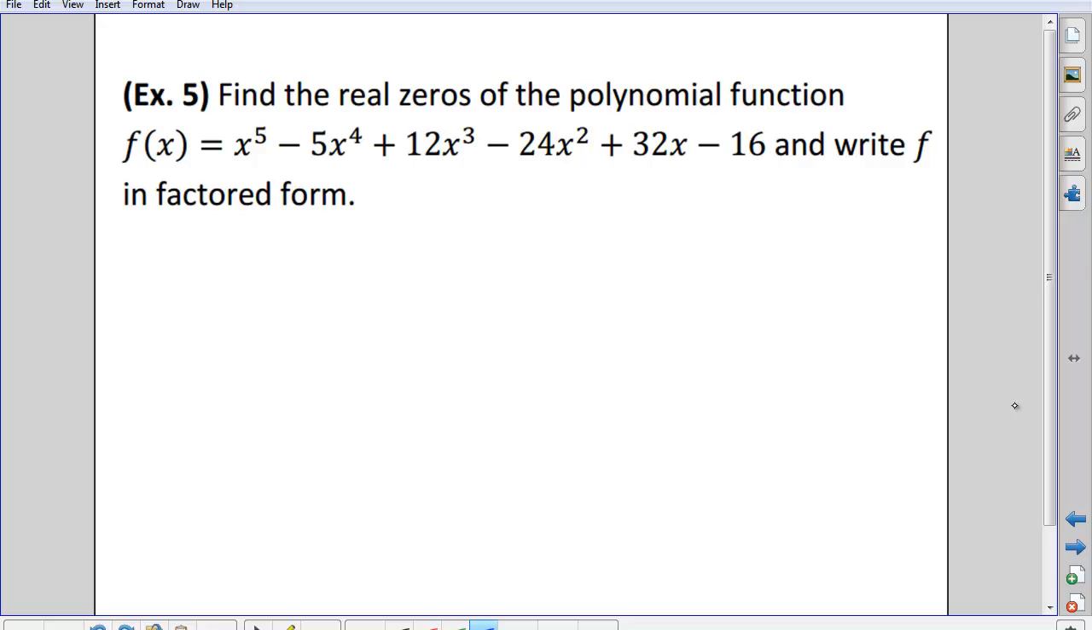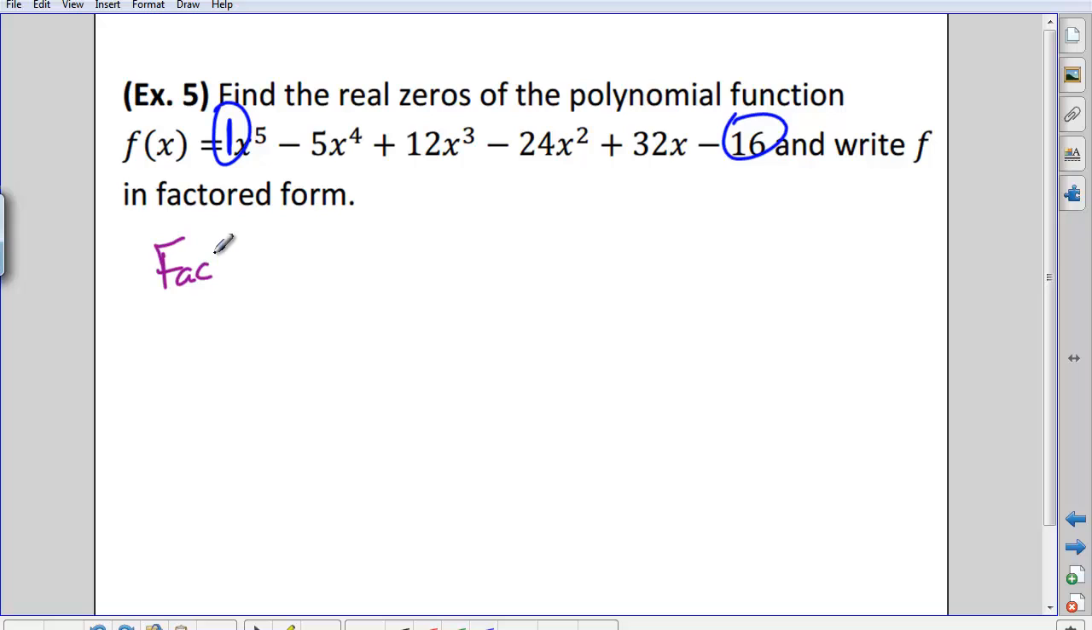X to the 5th means there's no more than 5 zeros. So we could have up to 5 zeros in this function. Really quickly, using the rational zeros theorem, again we're looking at the leading coefficient, which is a 1, and then that 16 there.